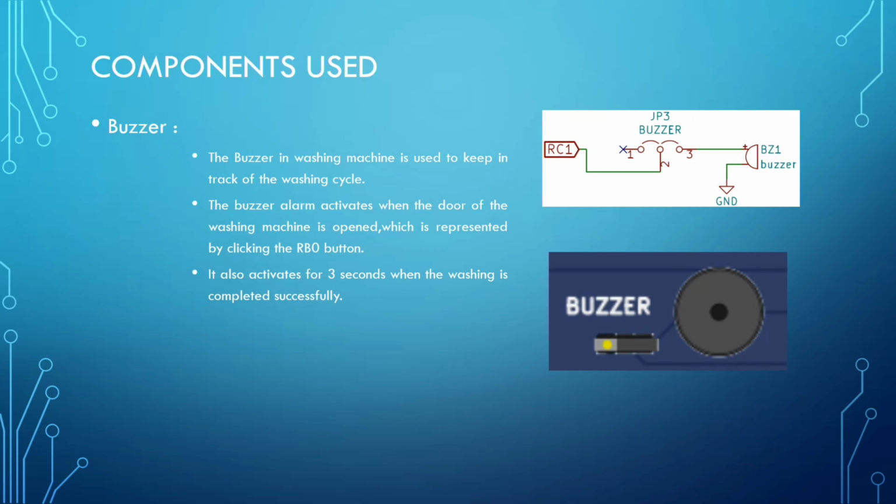This photo represents the schematic form of the buzzer. The buzzer in the washing machine is used to keep track of the washing cycle. The buzzer alarm activates when the door of the washing machine is open, which is represented by clicking RB0. And it also activates for 3 seconds when the washing is completed successfully.